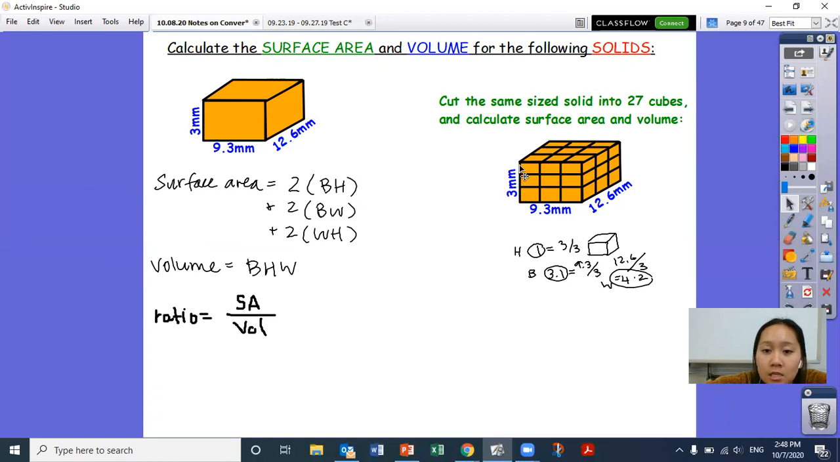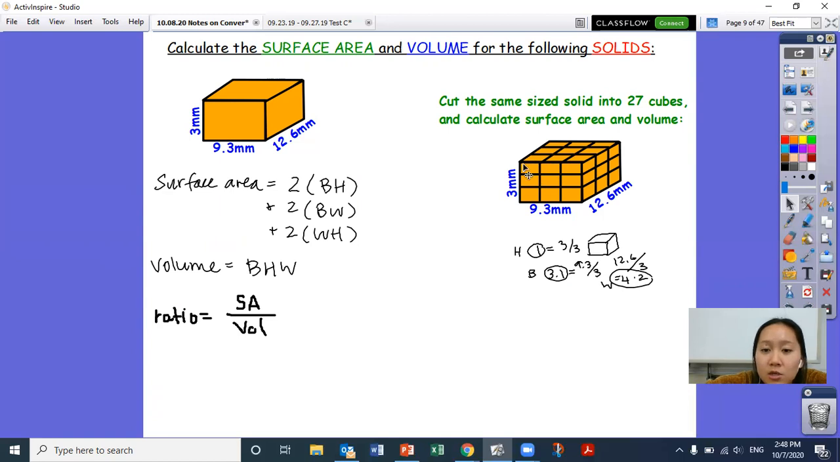So one of these is going to be 1 millimeter in height, and then it's going to be 3.1 millimeters in width, and then it's going to be 4.2 millimeters in, what is it? In base, I guess. Sorry, I forgot. I lost track of which third measurement I was on.